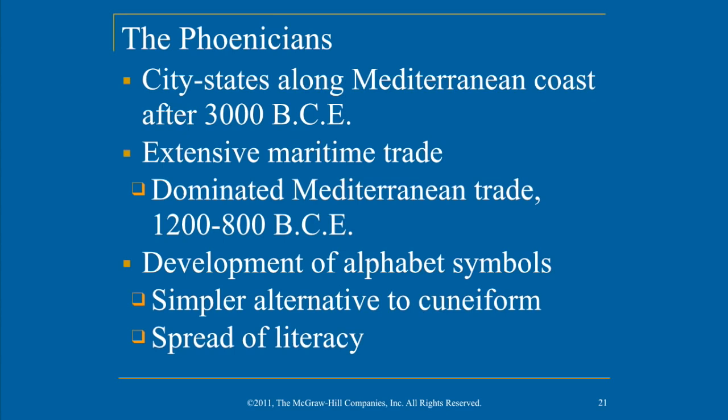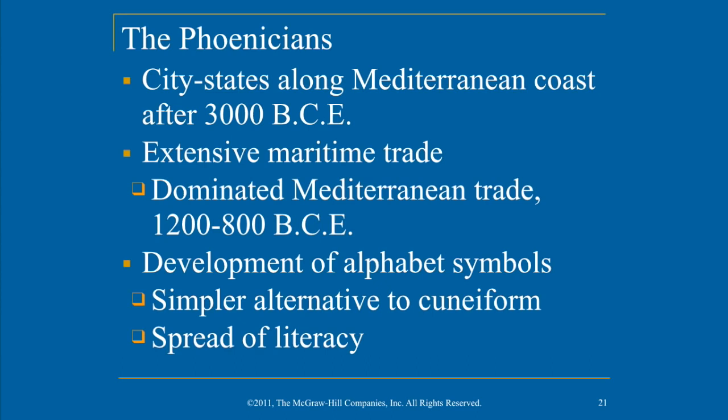They dominated the Mediterranean trade from 1200 to 800 BCE. They developed alphabet symbols, a simpler alternative to cuneiform, and this spread literacy. If you're wandering around and trading and you develop a system of alphabet symbols that is simpler than cuneiform and you teach it to people as you go along in trade, this is going to make trade easier, more efficient, and you're going to make more money. So a lot of people pick it up just because they're really interested in making money.